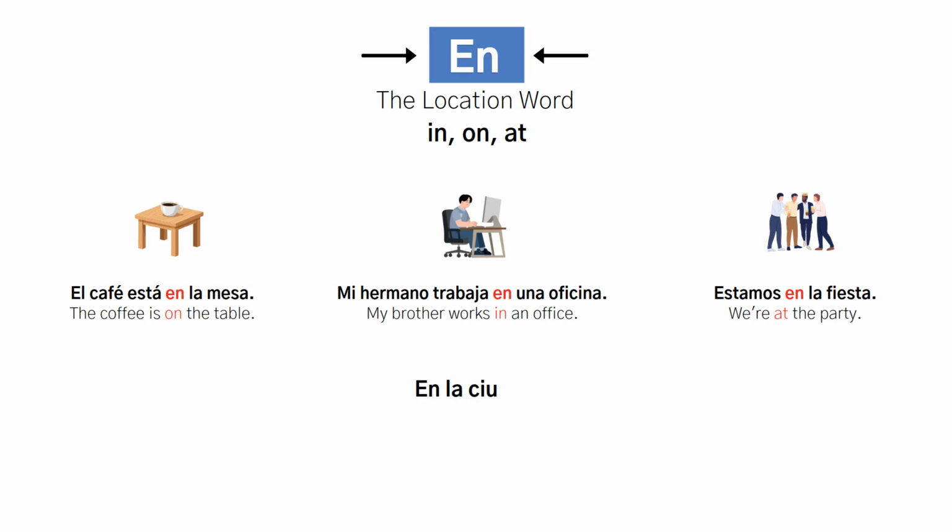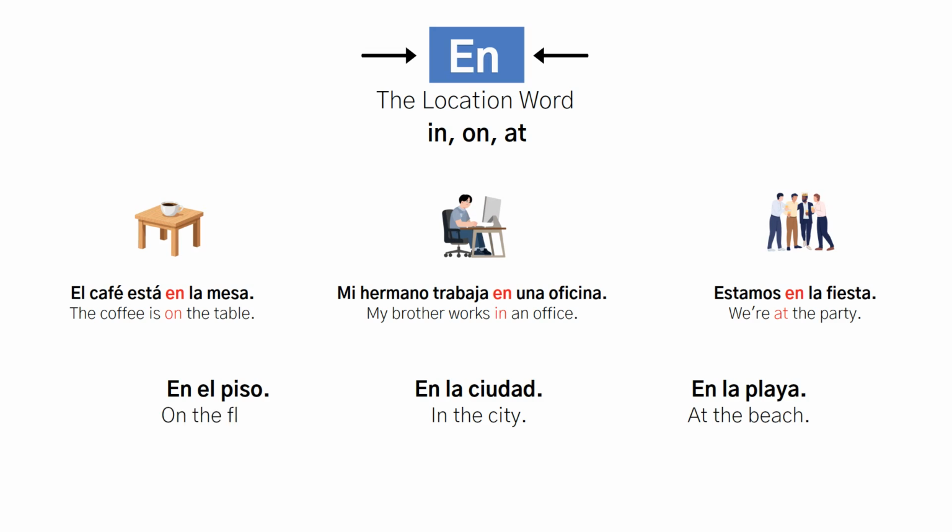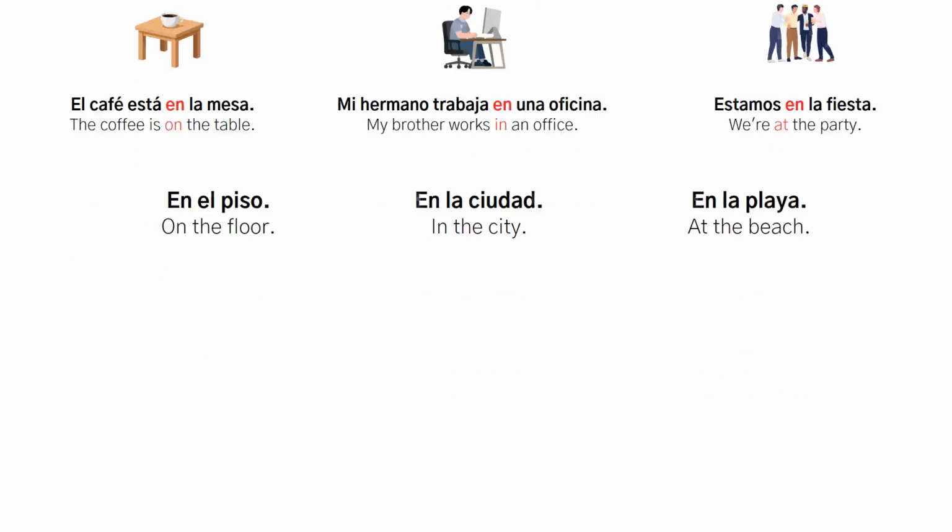En la ciudad, in the city. En la playa, at the beach. En el piso, on the floor. 1 word, 3 English translations, 0 decision-making required from you. A indicates direction and destination. While en tells you where something is, a tells you where something is going.